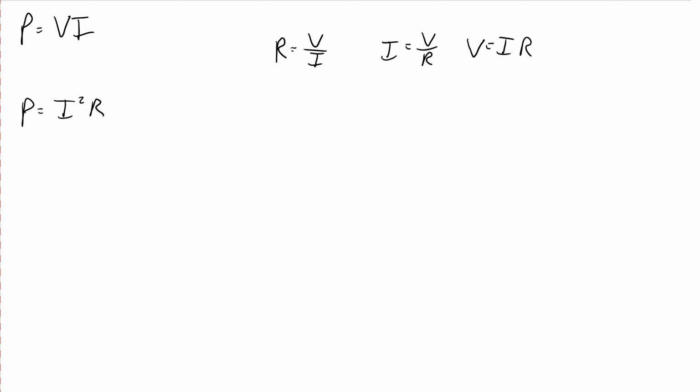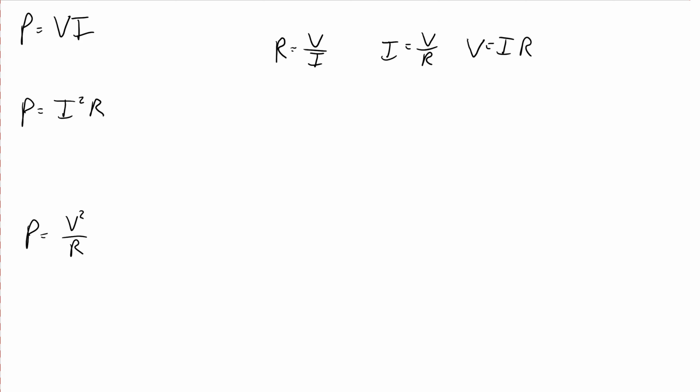Now let's manipulate the same formula, but instead plug in what we know for I. Well, I is equal to V divided by R, so we plug that in. P is equal to, keep the voltage there, and we're just replacing the I with V divided by R. And now we can see we have P is equal to V times V, V squared divided by R. And I think that should be all of them.